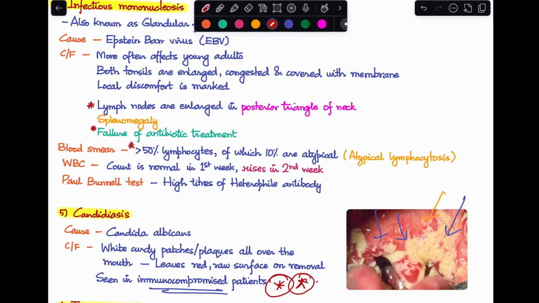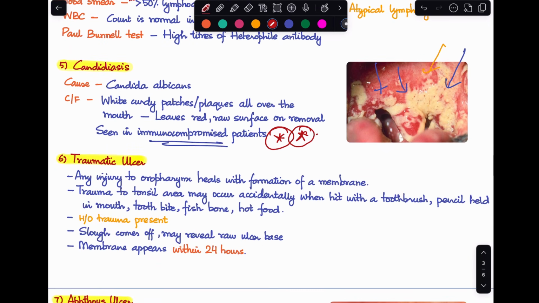So we have gone through 5 causes so far, and these have been acute membranous tonsillitis, diphtheria, Vincent angina, infectious mononucleosis, and candidiasis. Moving on to our next cause, we have the traumatic ulcer. Now, a traumatic ulcer is something that is coming from a mechanical trauma. So, any injury to the oropharynx can heal with the formation of a membrane over the region.